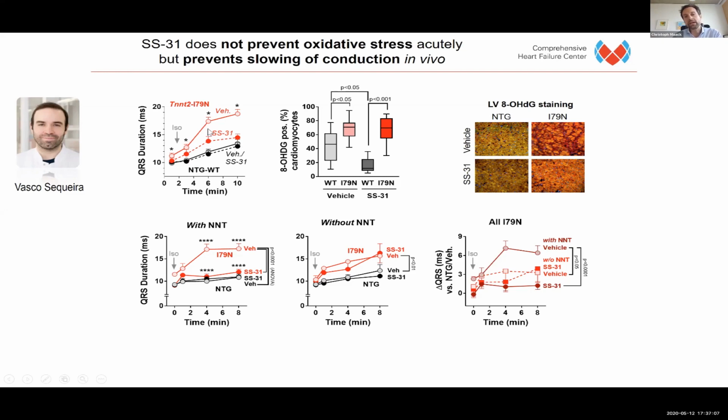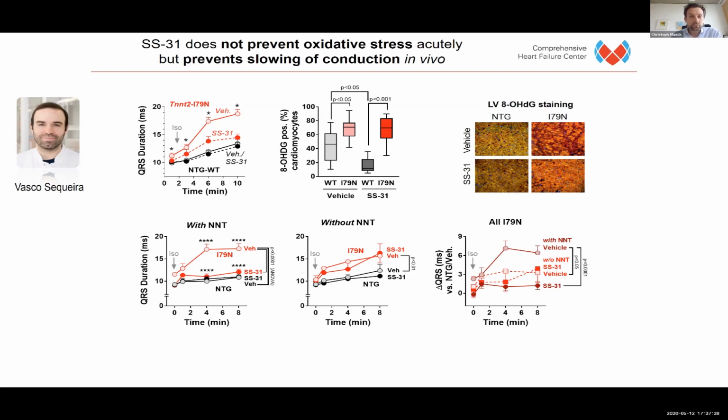However, this is not an antioxidant in the mitochondria, and this can be confirmed by the observation that the oxidative stress is increased in HCM-typical mice, but SS31 did not prevent this increase in oxidative stress in the I79N, based on the 8-hydroxy-deoxyguanosine staining.